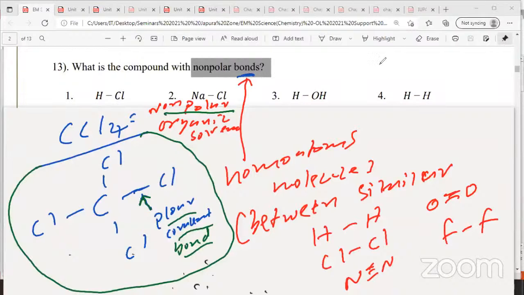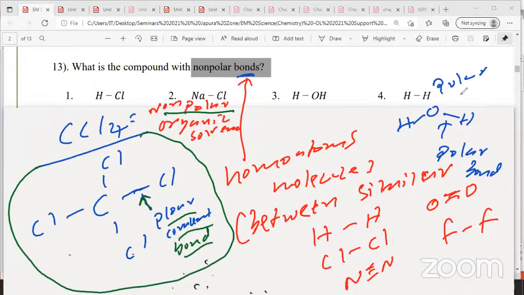And the other most important thing, the water molecule. Is the water molecule polar or non-polar? The water molecule is polar. Bonds also polar. Molecule also polar. Polar bond and polar molecule. CCl4, polar bonds but the molecule non-polar. Okay, therefore don't mix this up. Molecule and the bonds are two different things.